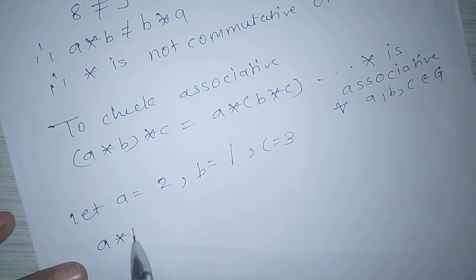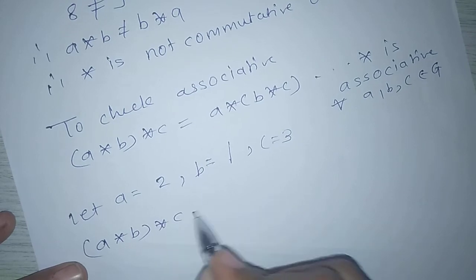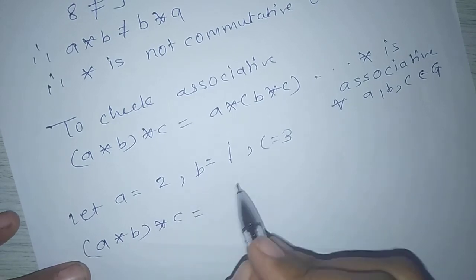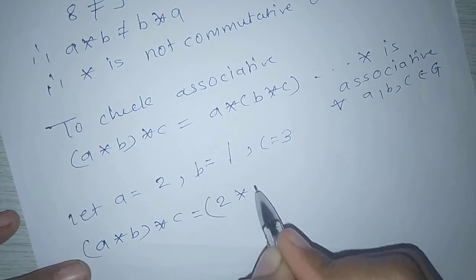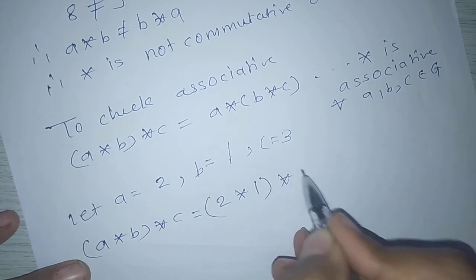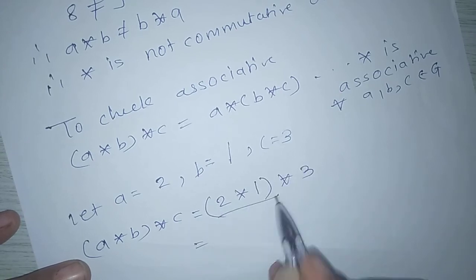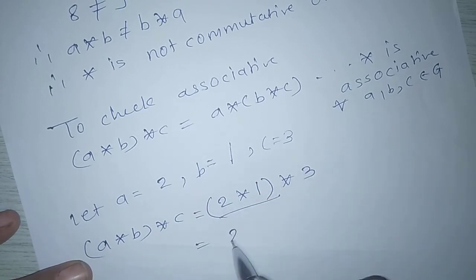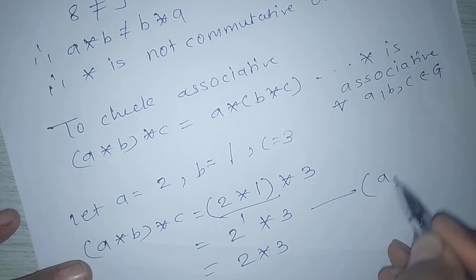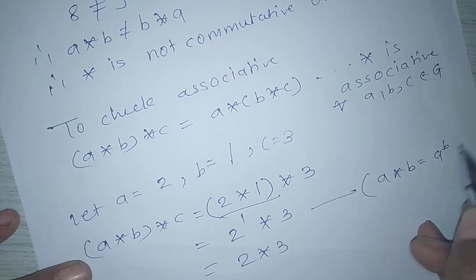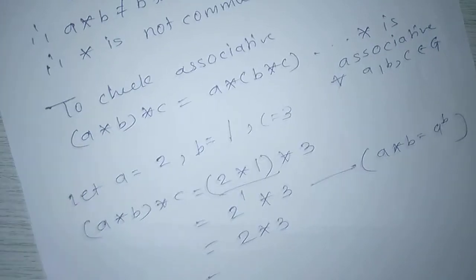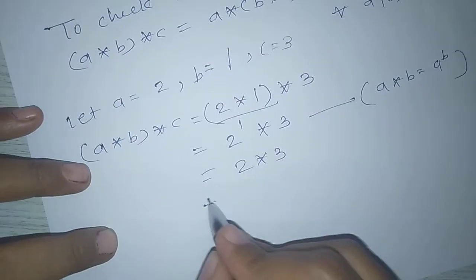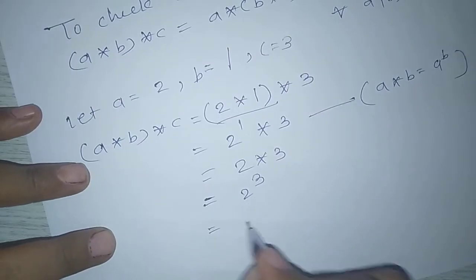Now first check: A star B star C equal to what? A star B star C means 2 star 1 star 3. Now apply star on these two elements. 2 star 1 means 2 raised to 1, star 3, which is 2 star 3. By definition, A star B equals A raised to B. So 2 star 3 equals 2 raised to 3, which is equal to 8.